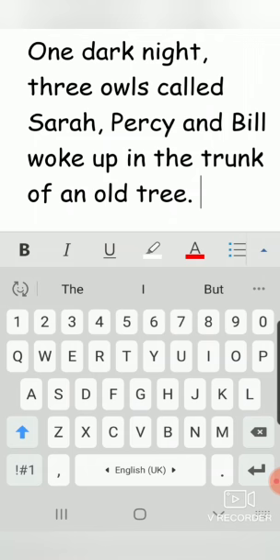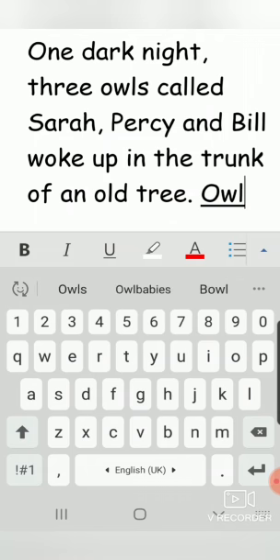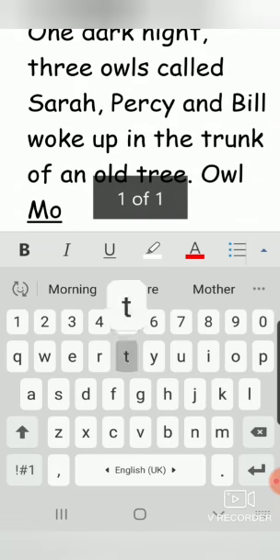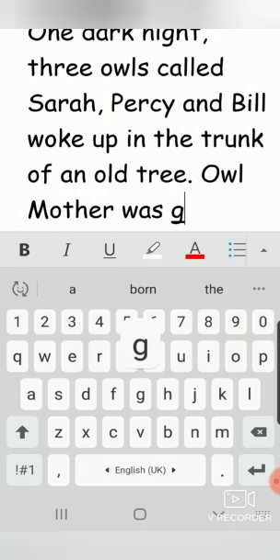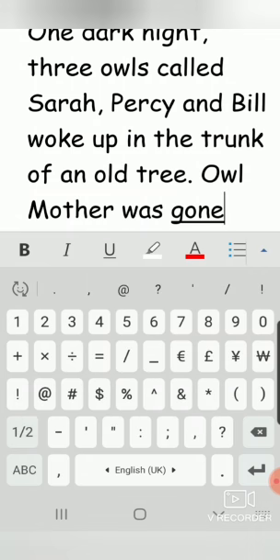Remember, we're starting a new sentence with a capital letter. Owl Mother. Now, I've used a capital letter for Mother because that's what they call her. That's her name in this story. Owl Mother was gone! I'm going to use an exclamation mark because it's a surprise. She's gone. Oh my goodness. So when we read it, we say it with a different voice. Owl Mother was gone! And that's why we use the exclamation mark there.